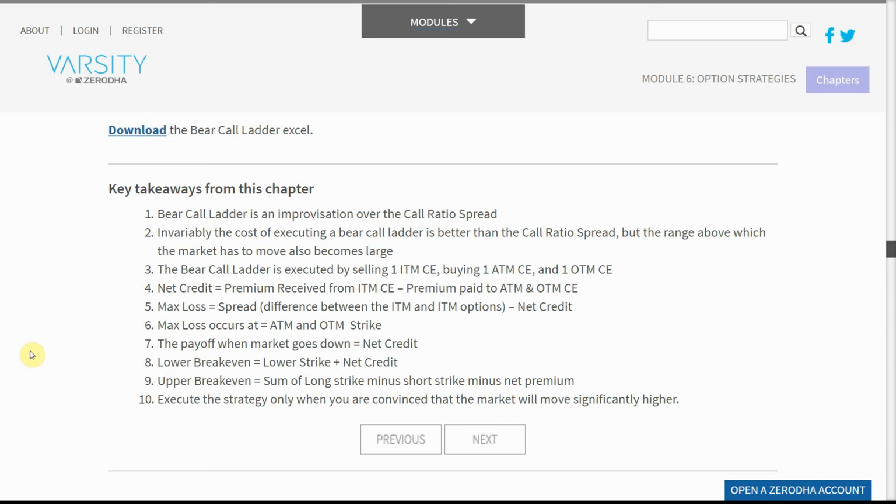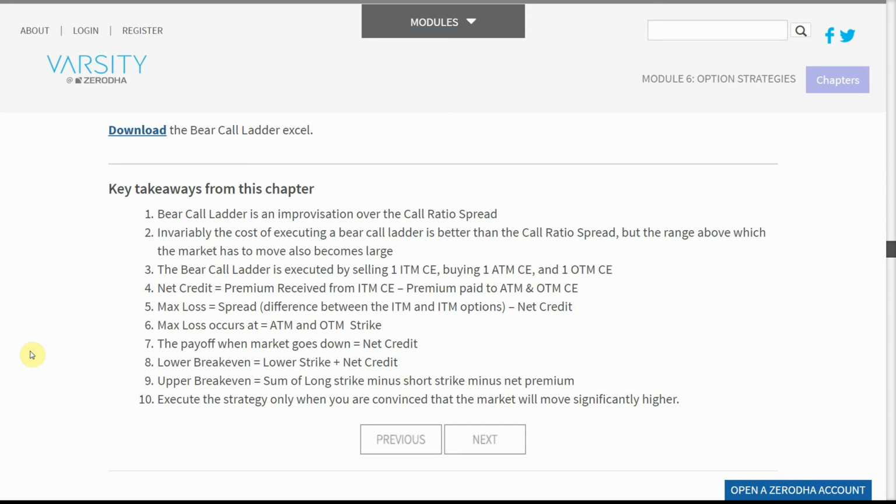The bear call ladder is executed by selling 1 ITM CE, buying 1 ATM CE, and 1 OTM CE. Net credit equals premium received from ITM CE minus premium paid for ATM and OTM CE. Max loss equals the spread difference between the ATM and OTM options, minus net credit. Max loss occurs at the ATM and OTM strike. The payoff when market goes down equals net credit.